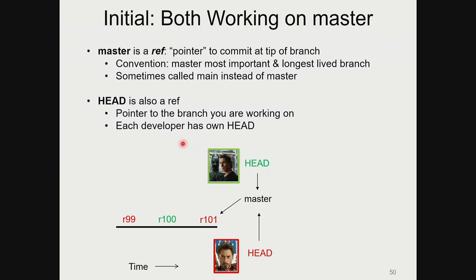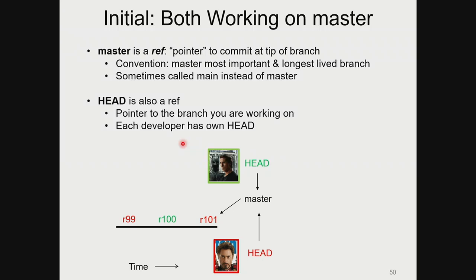And then the other pointer, it's called head. Head is a pointer to the branch that you are working on. So whatever branch you are working on, your local copy, head will be pointing to the commit at the top of that branch. So usually, when you don't do any branching, you are also working on master on your own copy. And head will point to the same commit that master is pointing to, okay?